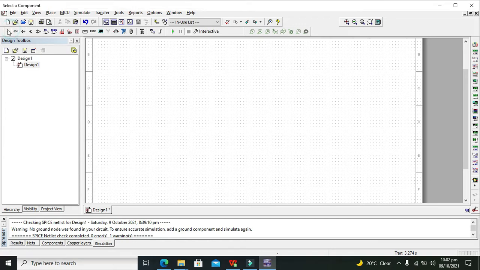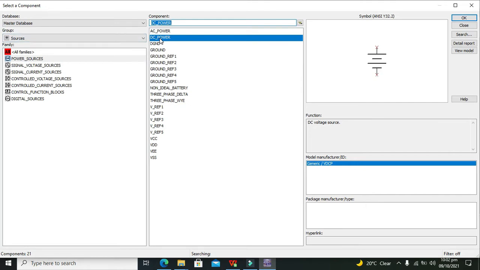So for it, first you need to go to your components and take DC power. Now this is our DC power. Now we need to take certain resistors which will act as the loads, or we can say that they act as the voltage dissipator, but the proper word is not dissipation, it must be voltage drop. Okay, so we will go for our resistors.